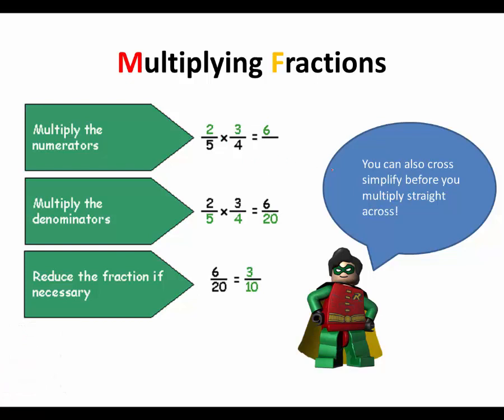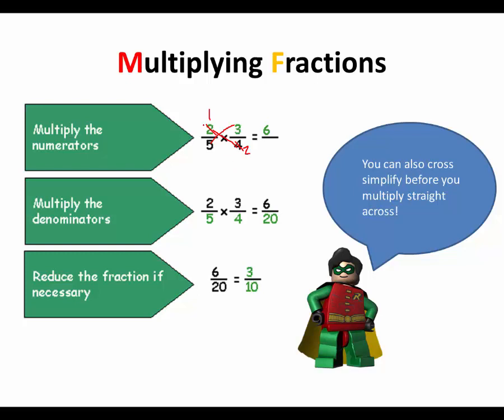So what I mean by cross simplifying before you multiply straight across is you have to look at your numbers straight across from each other. So the first number that we're going to look at is this 2 and this 4. So we have to think, okay, is 2 and 4, are they divisible by any number that is the same? And you would say yes, because they're both divisible by 2. So 2 can go into 4. So 2 goes into 2 one whole time. So 2 is now no longer 2, it is 1. And then 2 goes into 4 2 times. So 4 is no longer 4, it is 2.